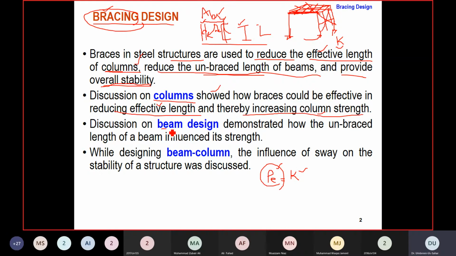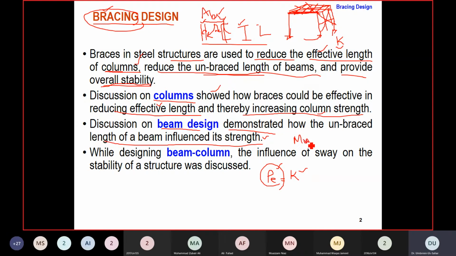Similarly, for the beam design that you have done in chapter number 4 of your reference book by Dr. Zaid Ahmed Siddiqui, it demonstrated how the unbraced length of the beam influenced its strength. So strength is going to be incorporated in column and beam designs once we reduce the unbraced length. In the beam chapter, you also calculated the moment capacities for the beams, Mn, sorry.